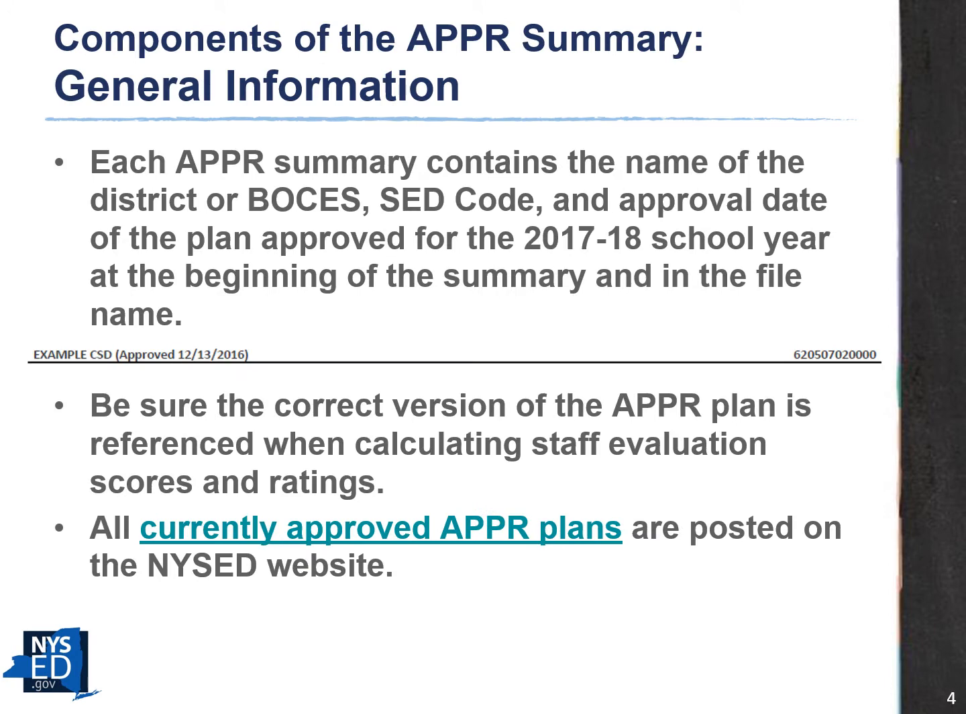Components of the APPR summary, general information. Each APPR summary contains the name of the district or BOCES, SED code, and approval date of the plan approved for the 2017-18 school year at the beginning of the summary and in the file name. Be sure the correct version of the APPR plan is referenced when calculating staff evaluation scores and ratings. All currently approved APPR plans are posted on the NYSED website.